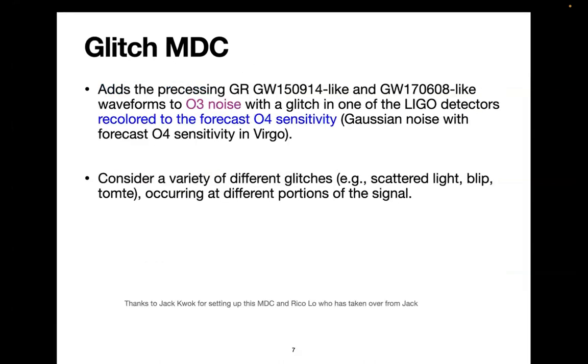So, finally, the glitch set. This is the only one with noise. Here, Jack Quark did lots of amazing work to set this up, finding all these glitches in O3. We color things to the forecast O4 sensitivity for the LIGO detectors, and then, due to not being able to find glitches easily in Virgo, Virgo is just Gaussian noise, and then sticking the processing design for the LIGO cyclic waveforms on top of the glitch.